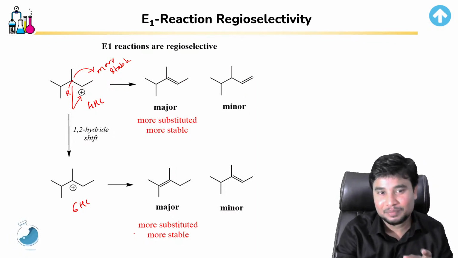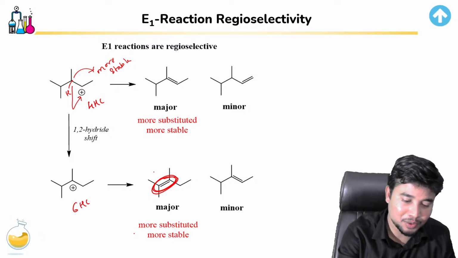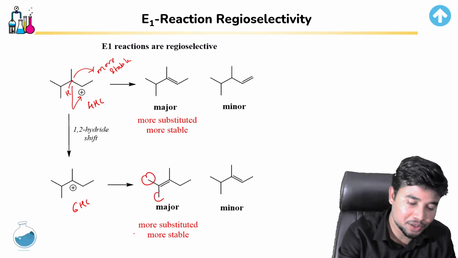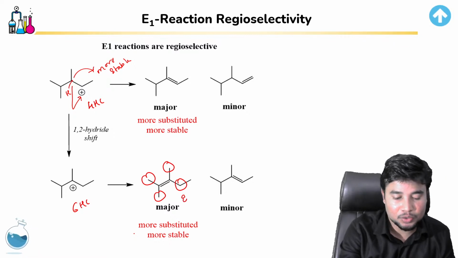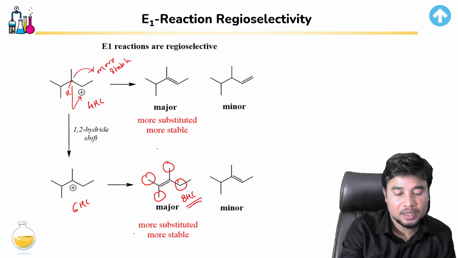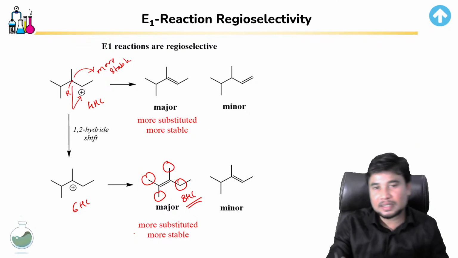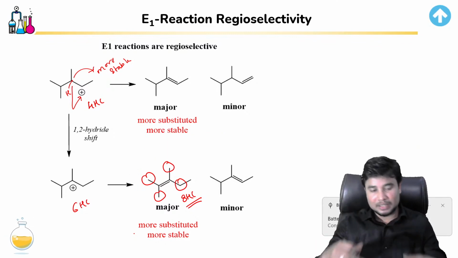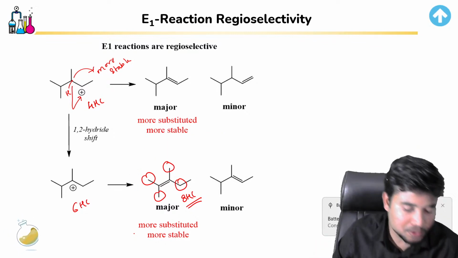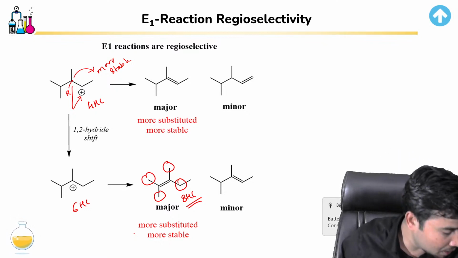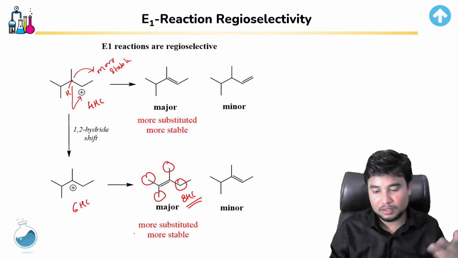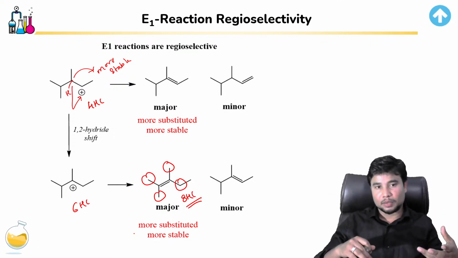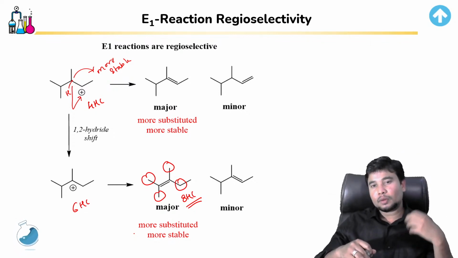One more thing. If you look at this molecule, you could just count 3 over here, 3 over here, 3 over here, 3 over here. It's a total of 8 hyperconjugations. So in the second case, where this rearrangement has generated this alkene, you can clearly observe that the more stable alkene would be the one that gets formed in major amount. So we always need to look for the more stable alkene.